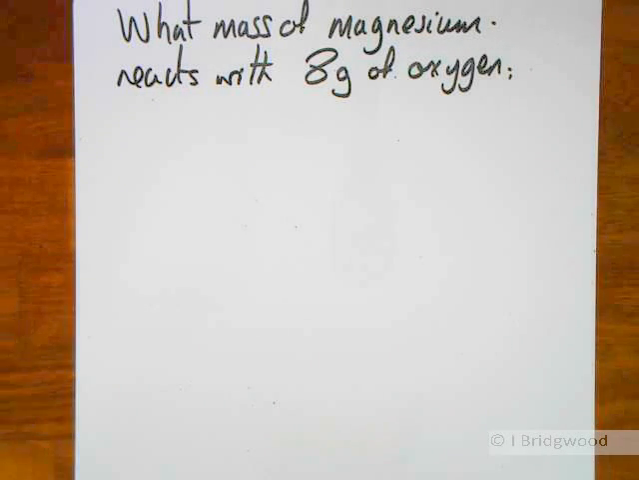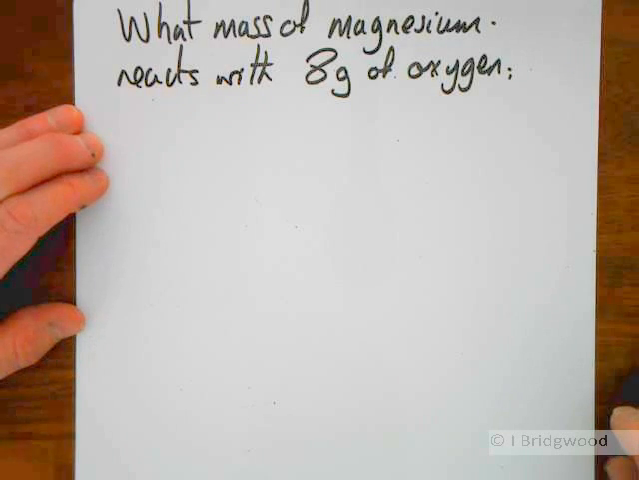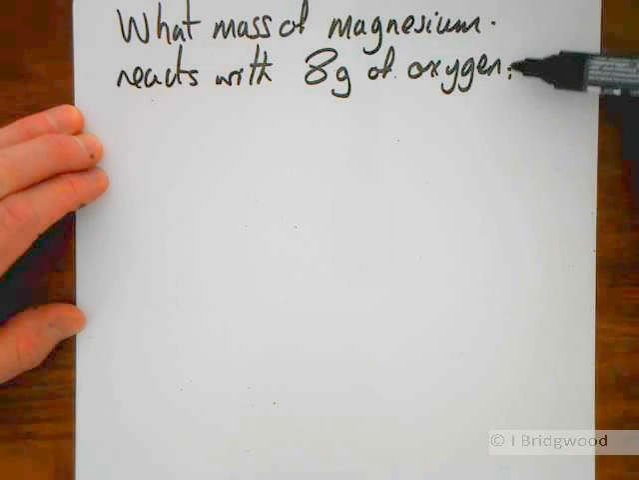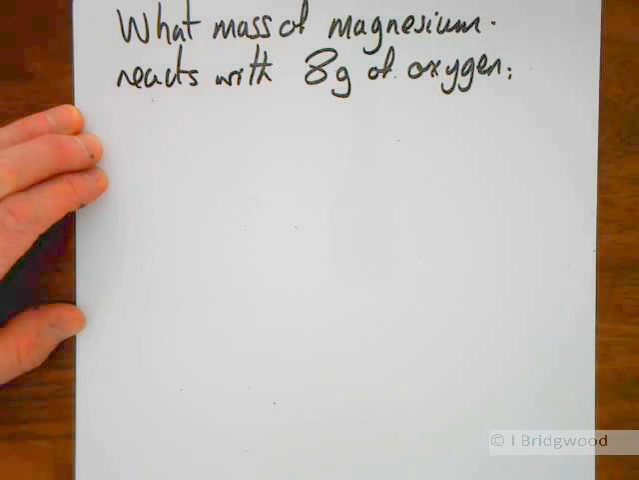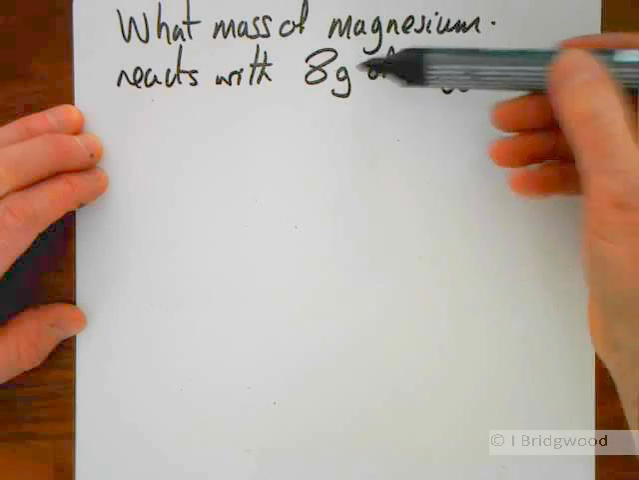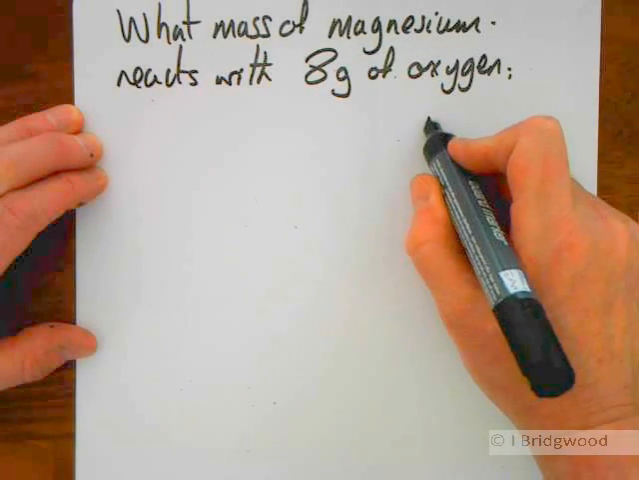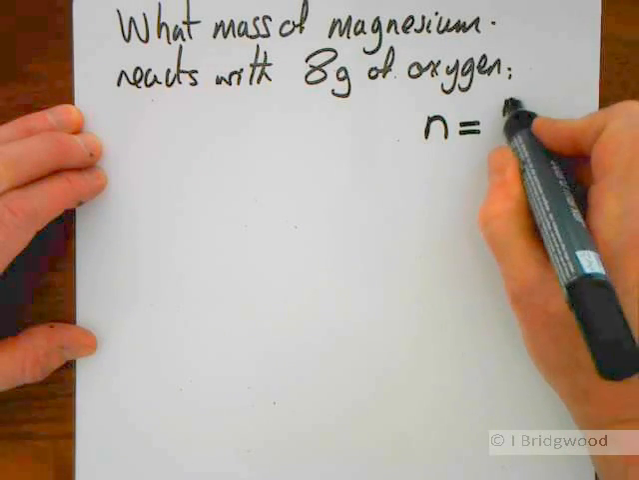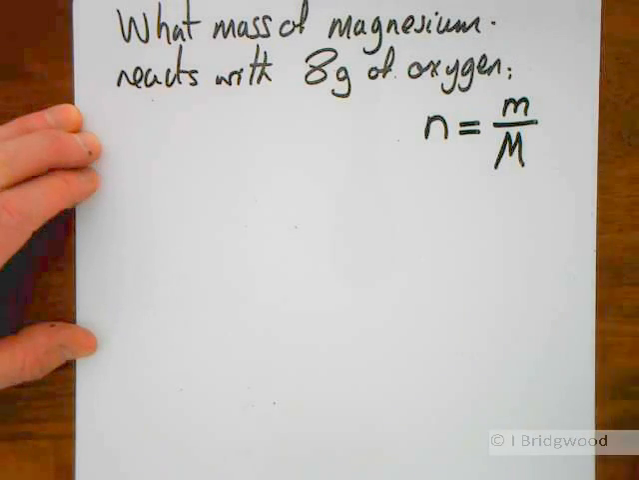Okay, our problem here is what mass of magnesium reacts with 8 grams of oxygen. What do we know? Well, we know the magnesium and oxygen are reacting together. So knowing those formulae, we can work out molar mass. We know the mass of oxygen. So therefore, the equation that we're going to be using that connects molar mass and mass, of course, is n, number of moles, is equal to mass over molar mass, or relative molecular mass, either would be okay.